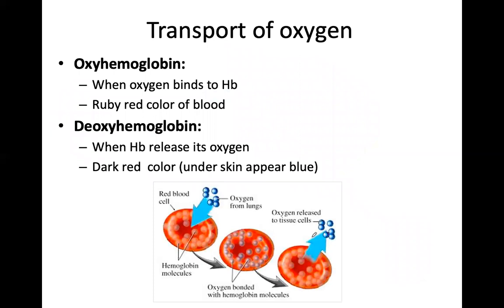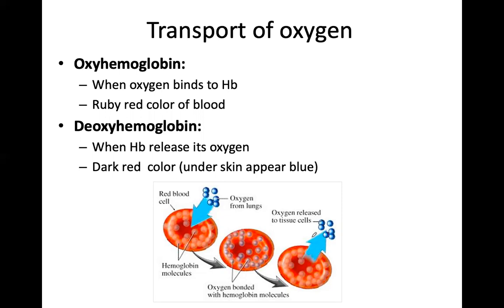Now, next thing we have is how do we actually transport oxygen? We have a specific vocabulary that is used to depict when oxygen is bound to your hemoglobin, and another word for when the oxygen has been dropped off from hemoglobin. So if oxygen has been attached to your hemoglobin, it is referred to as oxyhemoglobin, basically oxygen and hemoglobin.